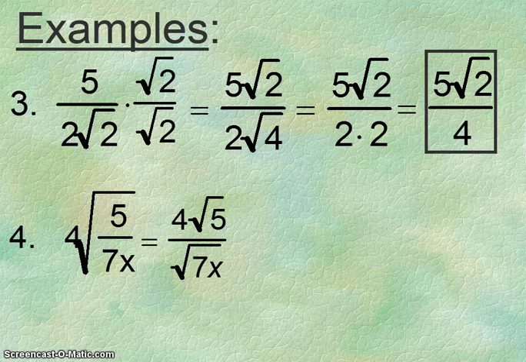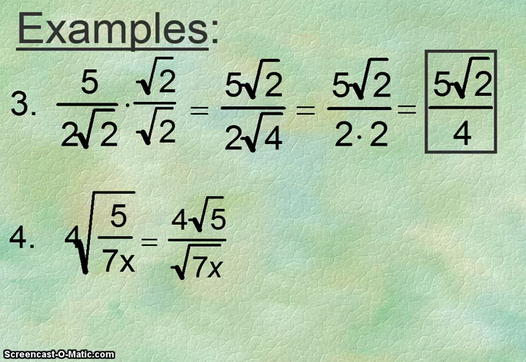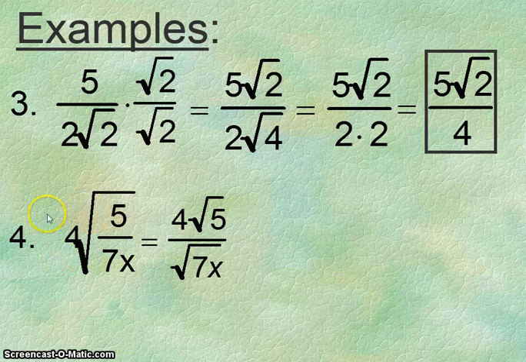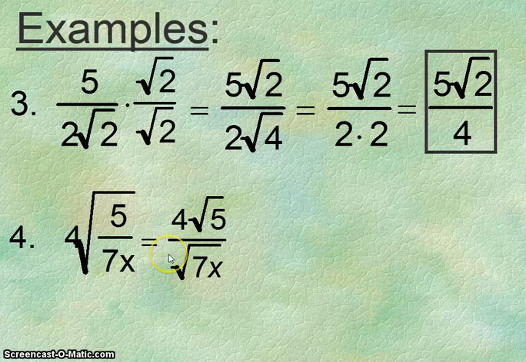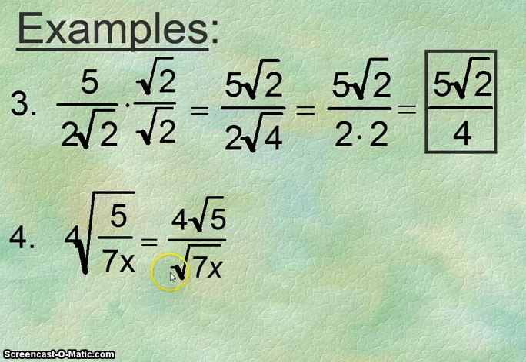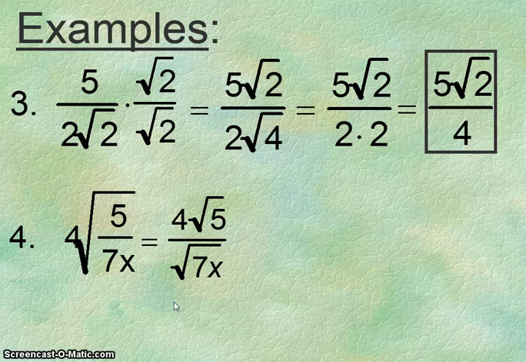For example 4, I'm going to split this so that it is 4 square root of 5 over the square root of 7x. I can do that because it's like 4 over 1. So I put my 4 in the top part of the fraction bar and my 1 in the bottom. And we don't write the 1, so it's kind of just invisible or implied there.